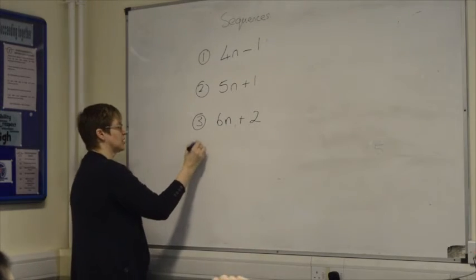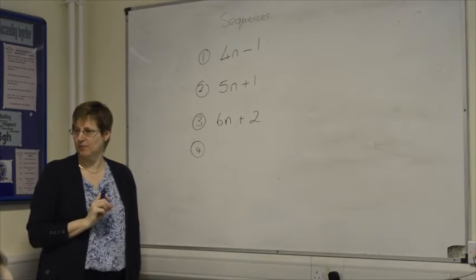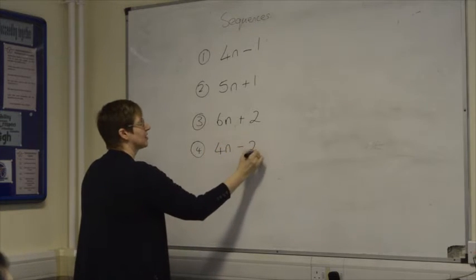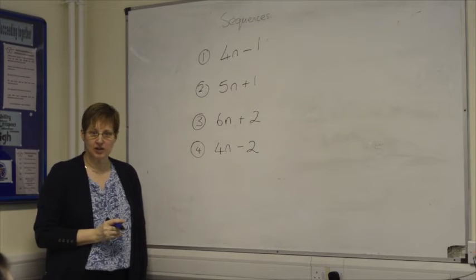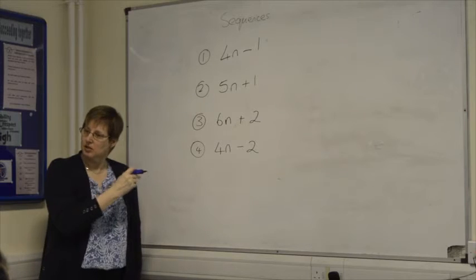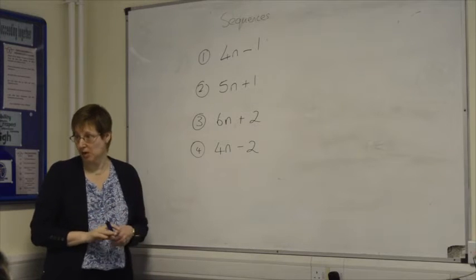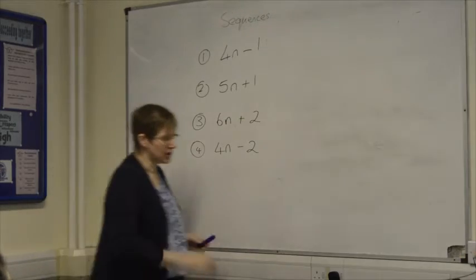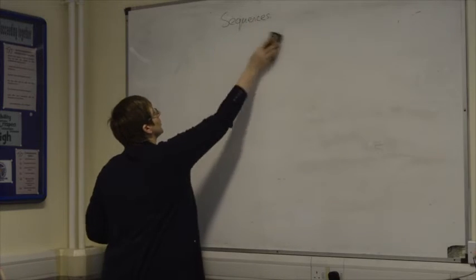Last one on this slide here. Yes, go on, you tell me. 4n minus 2. Good. Is everyone clear about how these are working, yes? Do you know that this is something that you might get asked in the GCSE paper as well? It's not just Year 8 maths, this is GCSE paper stuff as well. So, let's just have a little think about what we've been writing here. We're just going to have a look at a little bit of terminology, and then you're going to do something for yourself.